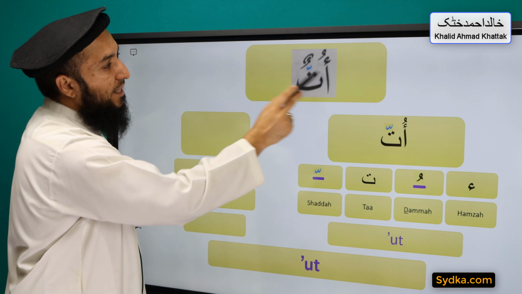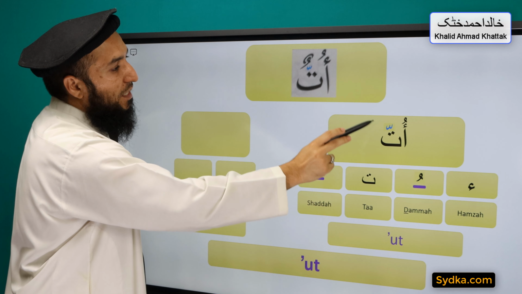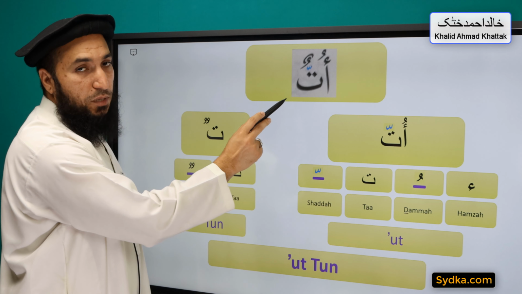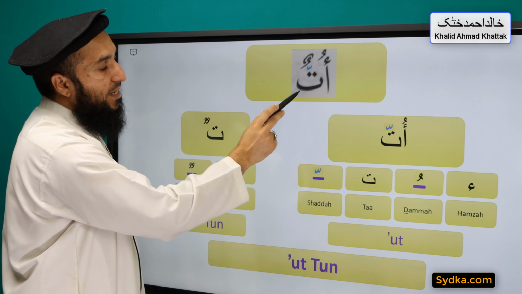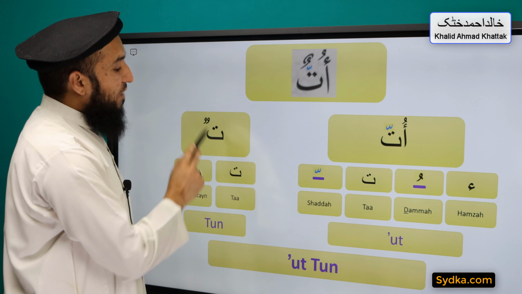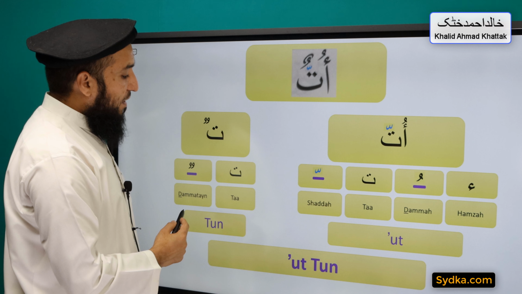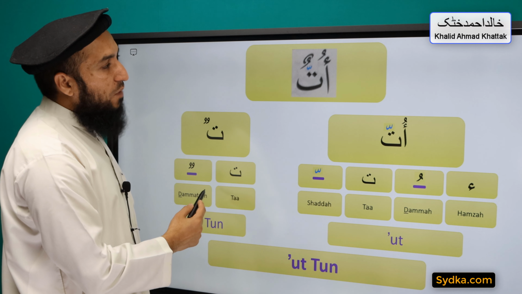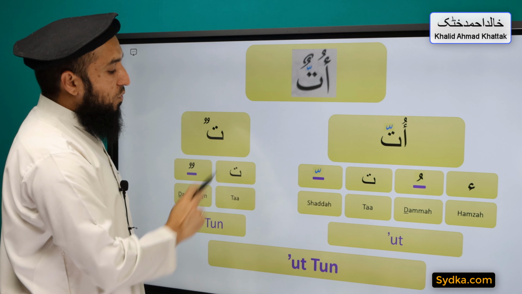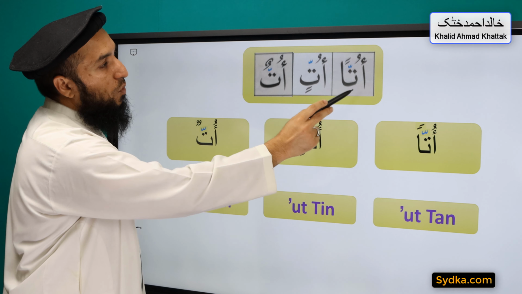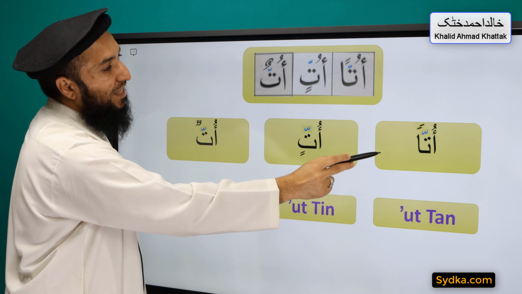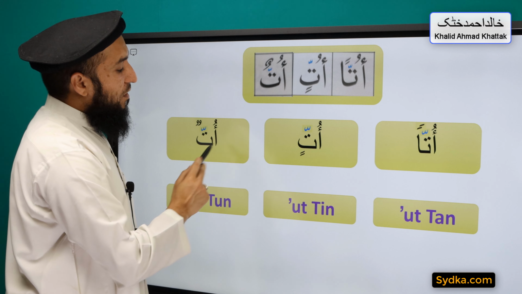Hamza Dhamma Ta Shadda, Ut. The second syllable we have is Ta Dhammatain, Tun. Ta is a light letter. It has Dhammatain on top of it. Ta dhammatain, tun. Combining both syllables together we have Uttun. Uttan, Uttin, Uttun.